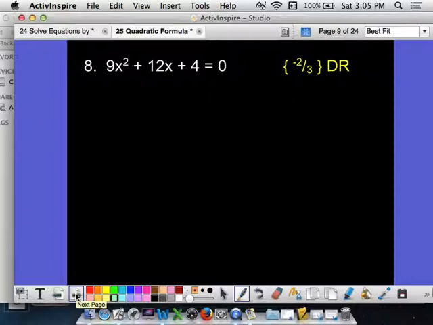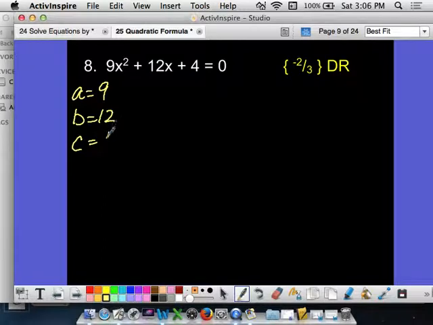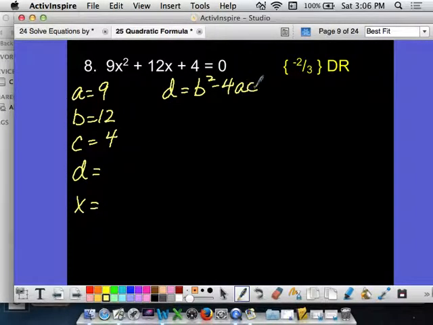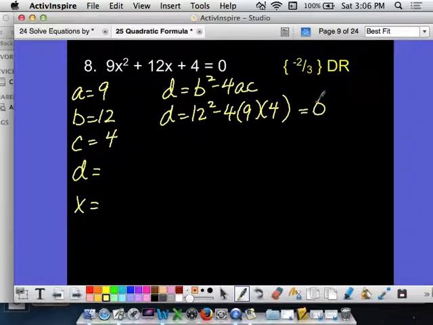Number 8. It is in decreasing power here, so I'm going to just seek out that information. So I have that a is equal to 9, b is 12, c is 4. I'm looking for the discriminant and the value of x. To find the discriminant, that's b squared minus 4ac. So this is 12 squared minus 4 times 9 times 4. When you put this in the calculator, you're going to find that that is 0.